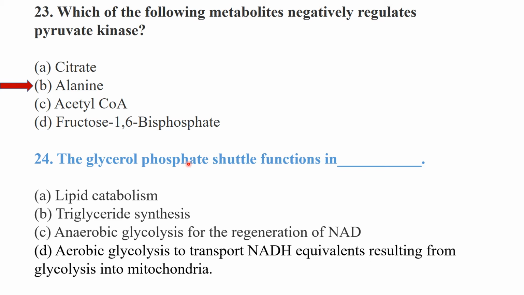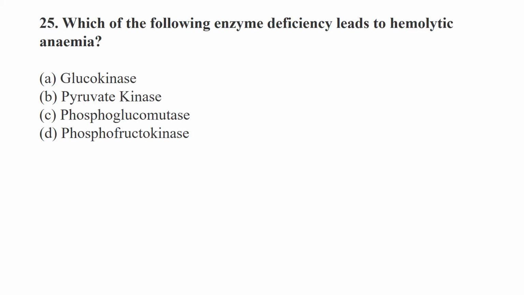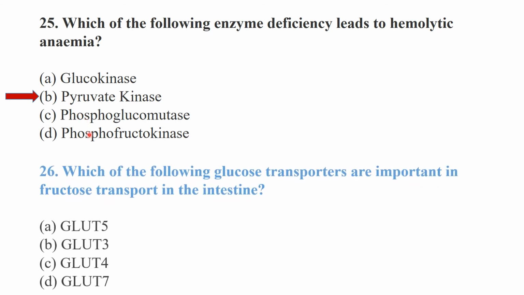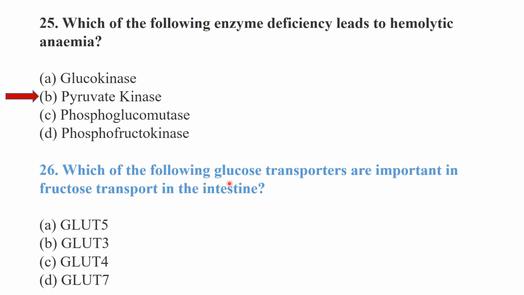The glycerol phosphate shuttle functions in aerobic glycolysis to transport NADH equivalents resulting from glycolysis into mitochondria. Which of the following enzyme deficiencies leads to hemolytic anemia? Pyruvate kinase. Which of the following glucose transporters is important in fructose transport in the intestine? Best answer is GLUT5.